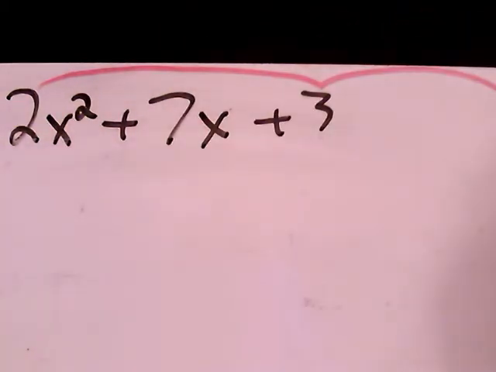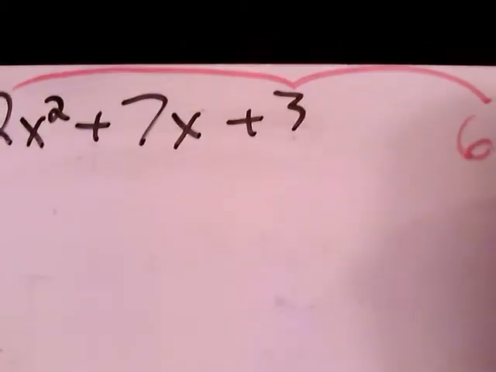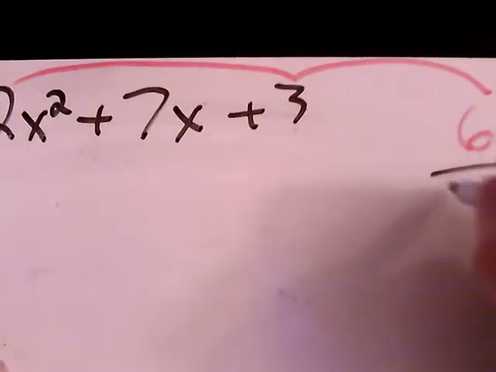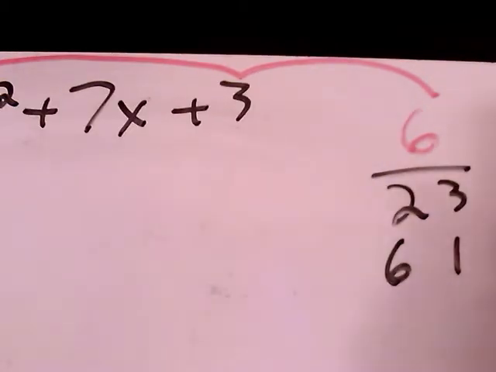Begin with my first number, which is 2, and go to 3, and multiply those numbers together. We get 6. 2 times 3 is 6. Now what you need to do is come up with all the factors of 6. I'm going to write them down. Right there, 2 and 3, and 6 and 1.